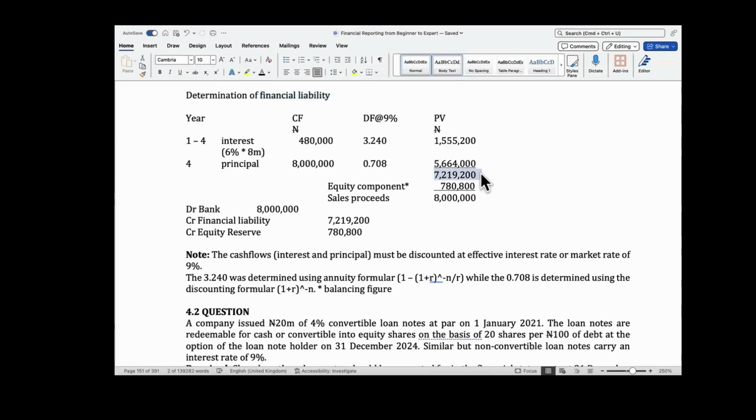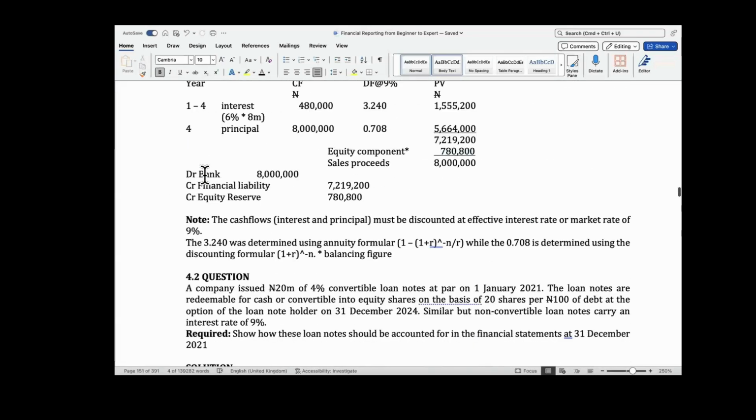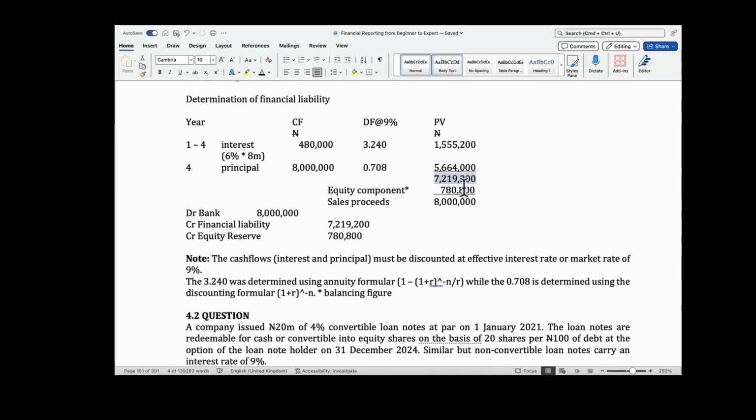That's the value of the financial liability. And as soon as you get that, getting the equity component is so straightforward because it's the balancing figure. Don't forget that what we borrowed is 8 million, and out of that 8 million, 7,219,200 is liability. That means the balancing figure is equity. So our equity is 780,800. So at the date we borrowed the money, that 8 million has been split between the liability and equity.